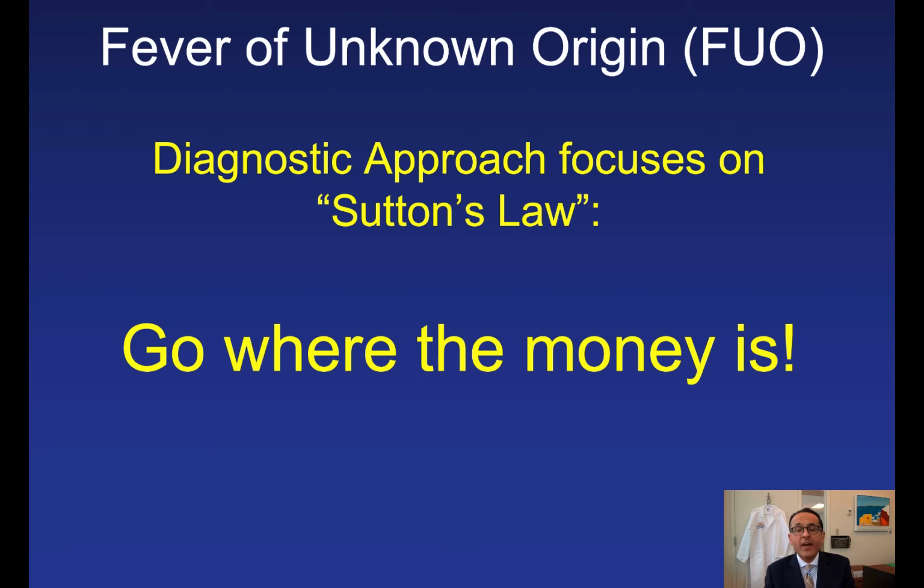If the patient has problems with their white count and with anemia or with a low platelet count, bone marrow biopsy makes sense. If they have liver abnormalities, liver biopsy. Skin abnormalities, skin biopsy. Lung findings, lung biopsy. So that's what people usually refer to when they say Sutton's Law.